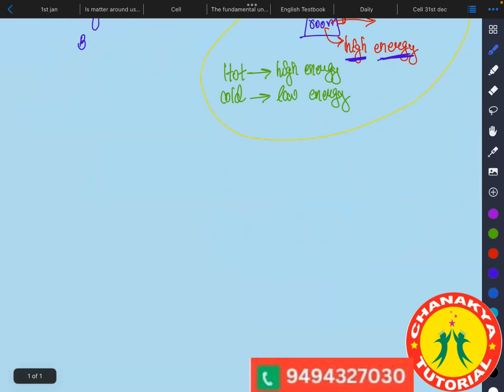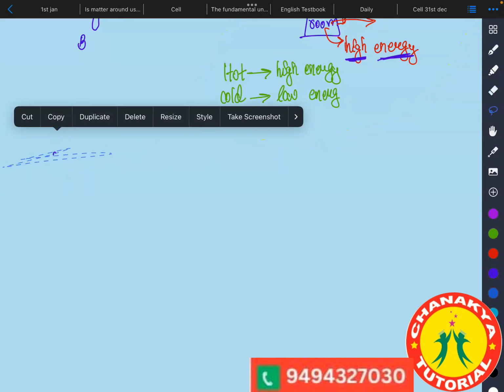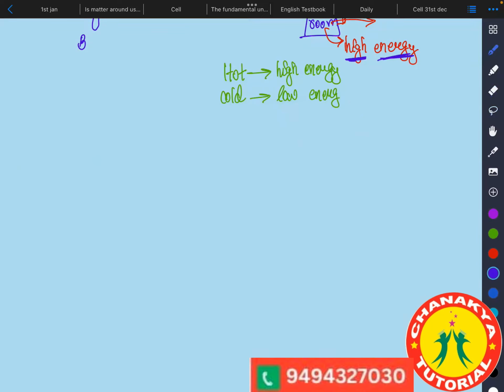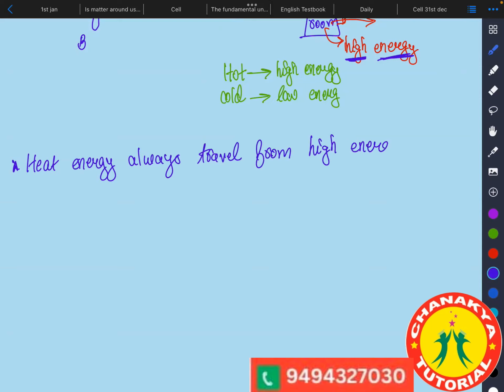So you can note this down if you are making notes. Heat energy always travels from high energy to lower energy.